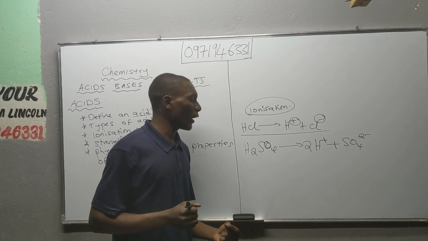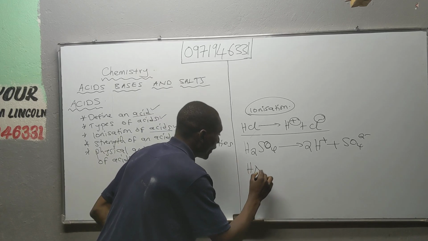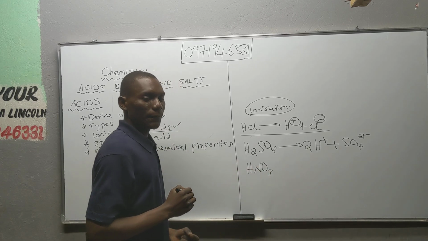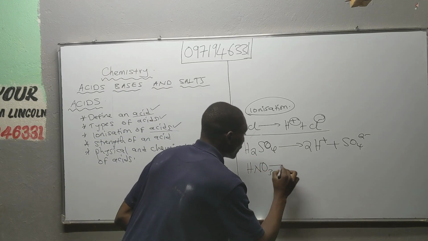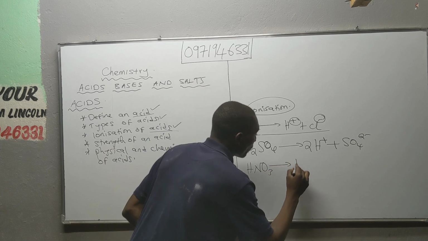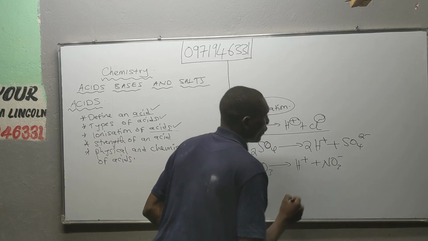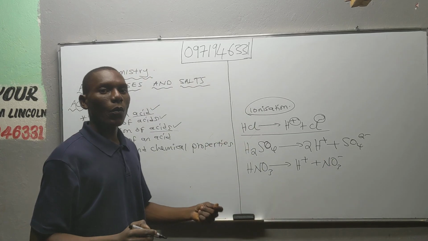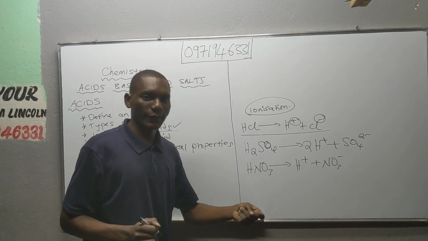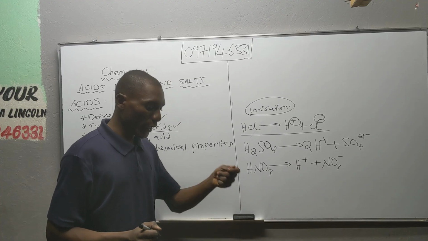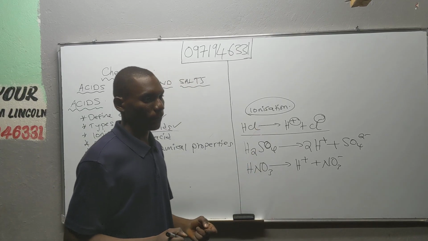Alright, let us look at the last example. If we have nitric acid, write the ionization equation for nitric acid. If nitric acid dissolves in water, we are going to produce hydrogen ion plus nitrate ion. So these are what we call ionization equations of what? Acids. So you have to remember, if an acid dissolves in water, it produces ions.